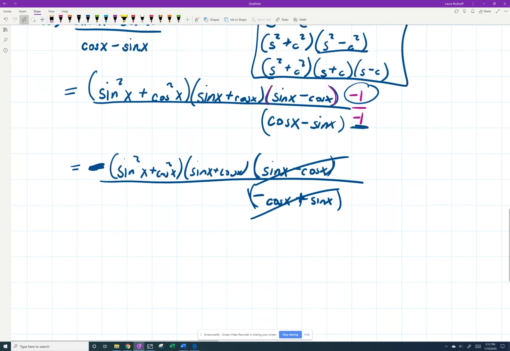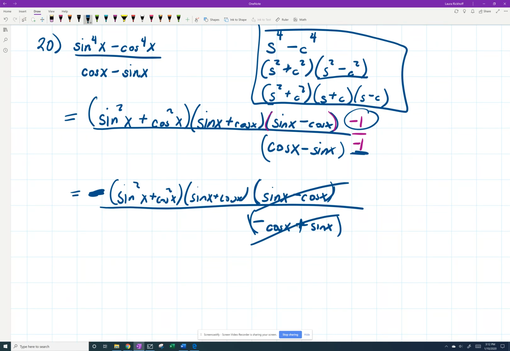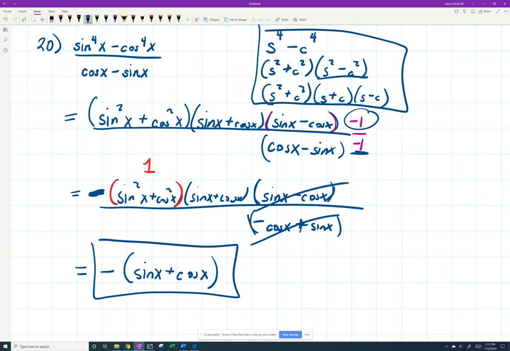And then the other thing I notice is that sine squared plus cosine squared, that is my identity, that equals 1. So if that's just 1, I don't need to write it. So my final answer is just negative sine x plus cosine x. And you can distribute that negative or not, doesn't matter. That's as good as that gets. Excellent.